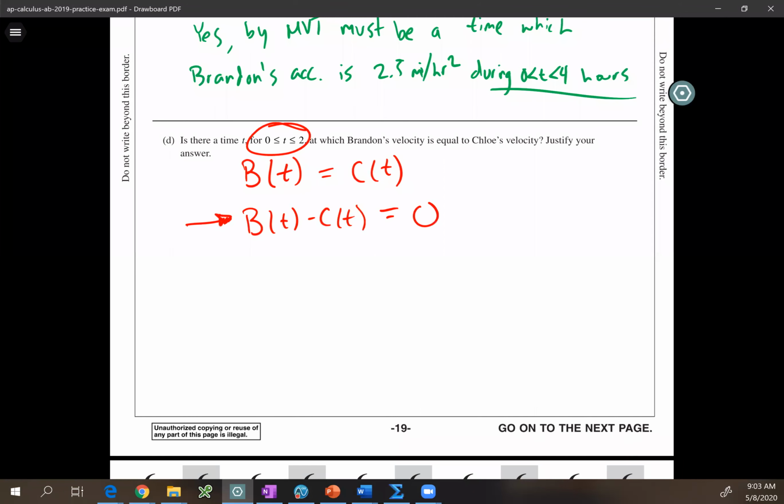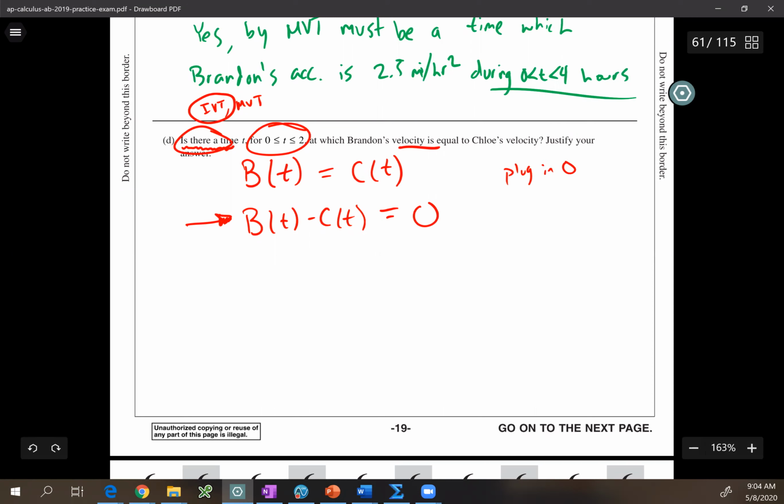Since they only said between 0 and 2, what we want to do is, because it's saying, is there a time? They're not asking us to find the time, they're asking us, is there a time? So that wording tells us that we're probably either doing IVT or MVT. Now, because it says velocity, and these are both given by velocity, we want to do IVT. So what that means is we're going to plug in 0, and we're going to plug in 2.